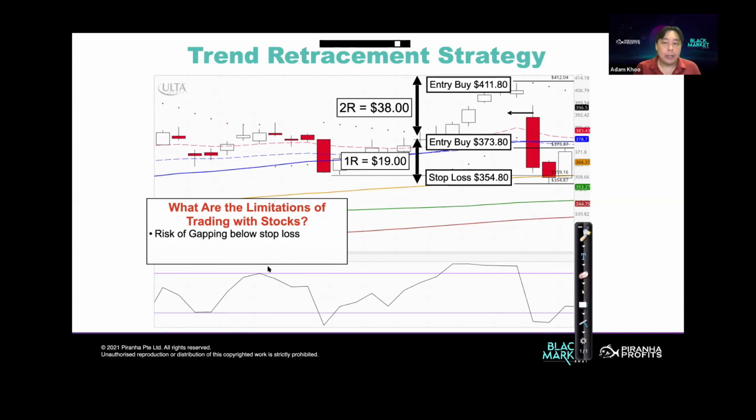The other limitation is that there's a risk of gapping below the stop loss. Now, how many of you have experienced this? You put a stop loss, but the price gaps the next day or a few days later, gaps down below the stop loss because of bad earnings or some event, and you ended up losing more than what you wanted to lose? Who has experienced that before? Right? So that is the risk of trading stocks. The stop loss is not guaranteed to help you. If it gaps below, you're screwed. Okay?